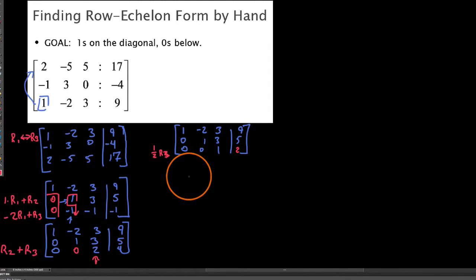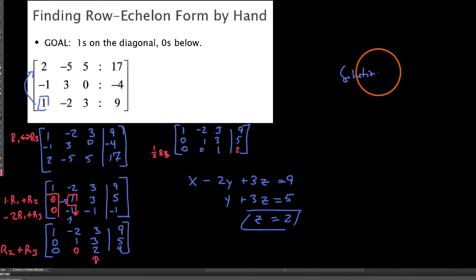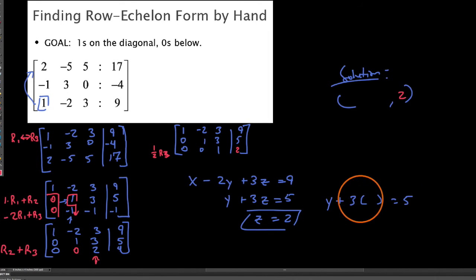So looking at this now, rewriting the system, what we have is something that looks like this: x minus 2y plus 3z equals 9. We would have y plus 3 times z is equal to 5. And we would also have that z is equal to 2. So in terms of our solution, let's go ahead and write our solution here. Poor handwriting, I apologize. We know the z part of it: z is equal to 2. And we also know that y plus 3 times z is equal to 5. So if z is 2, then we have y plus 6 is 5, and that y equals -1.